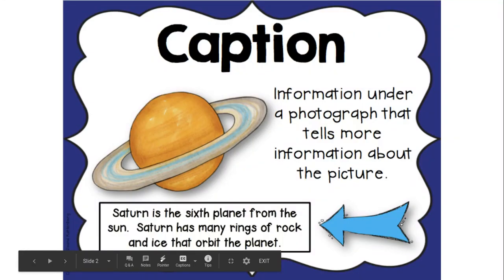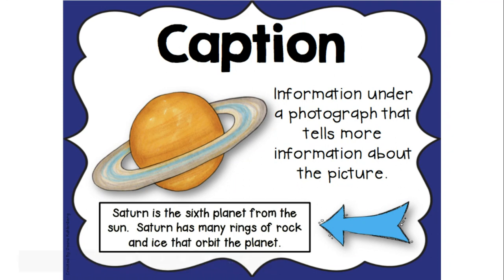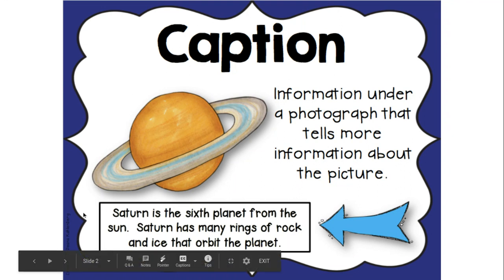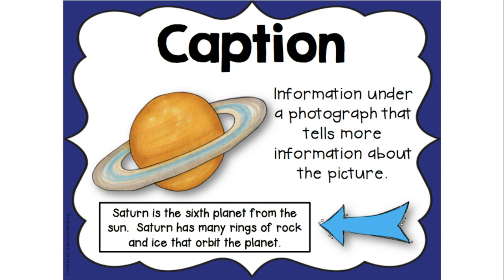So the first one we have is a caption. And a caption is just information underneath the photograph that tells more information about the picture. So here the caption is what's outlined in black in that rectangle. It says Saturn is the sixth planet from the sun. Saturn has many rings of rock and ice that orbit the planet. So it has a picture on top. The caption underneath is what gives you more information.